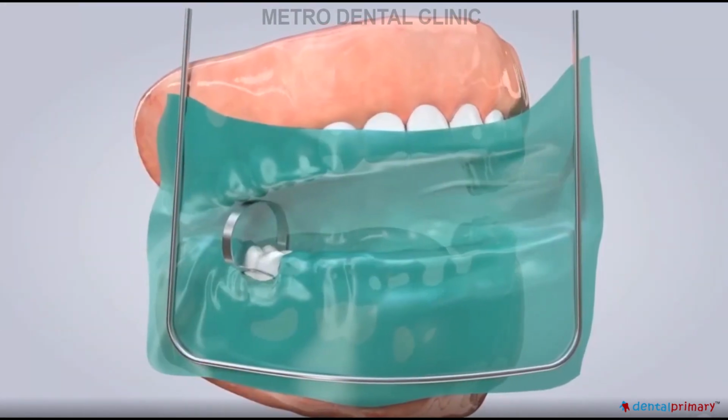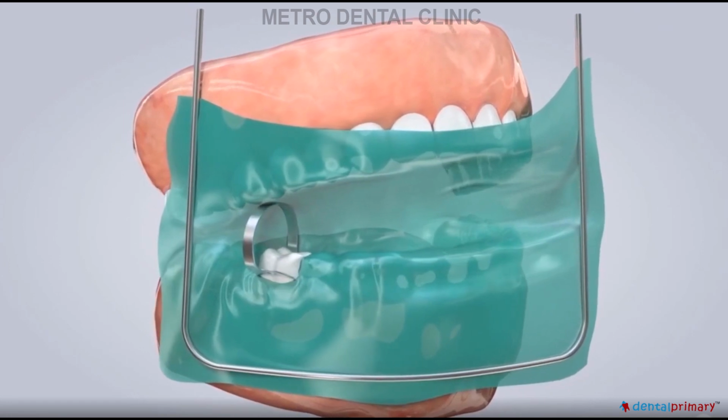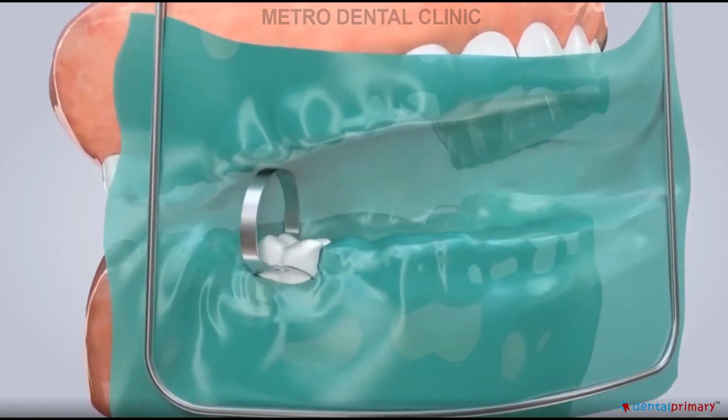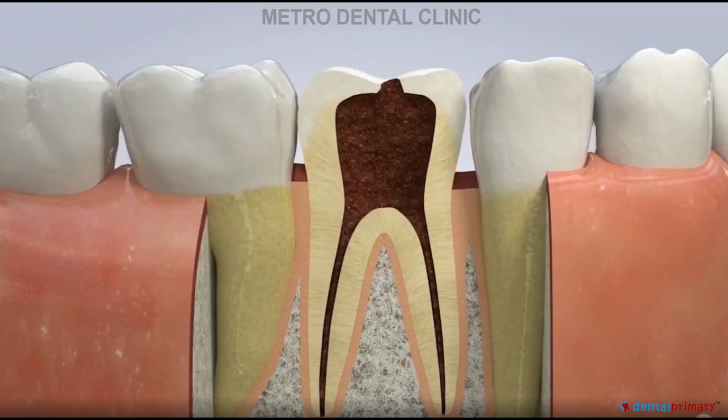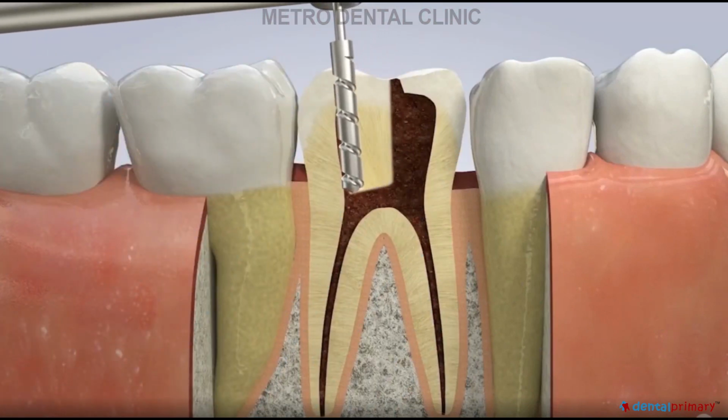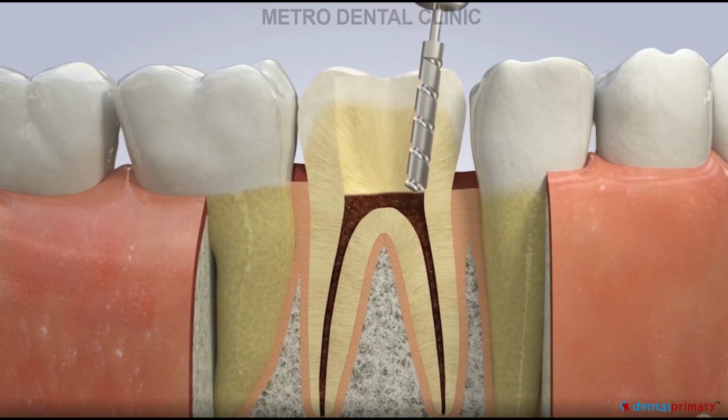Your doctor may use a rubber dam or another isolation system to make sure the tooth is kept clean and dry during the procedure. Root canal treatment begins by first administering a local anesthetic to numb the tooth so that you are comfortable during the procedure.